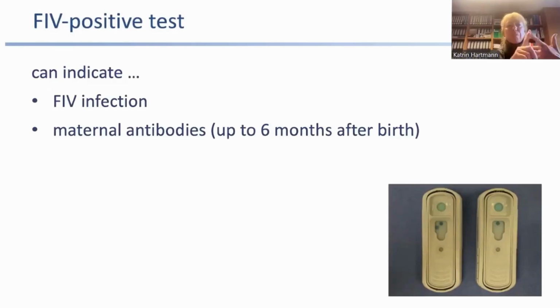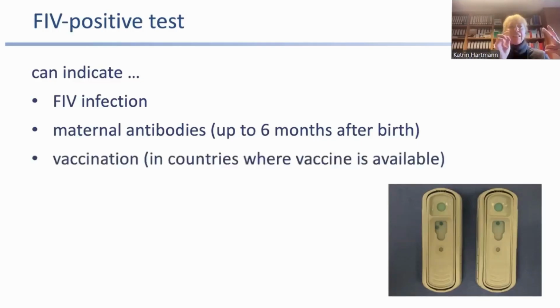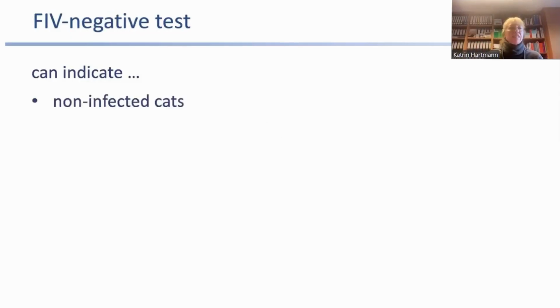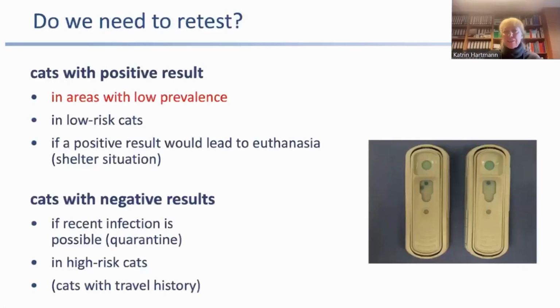In kittens up to 6 months after birth, this can be maternal antibodies, and so this kitten is not necessarily infected. It can also be caused by vaccination in countries where the vaccine is available. Not important for us, but we have to remember that. And it can also be a false positive test, and false positive tests are not that rare. They are much more common than false negative tests. A negative test can indicate that the cat is not infected, or false negative, but this is really rare. So we usually believe the negative test results.